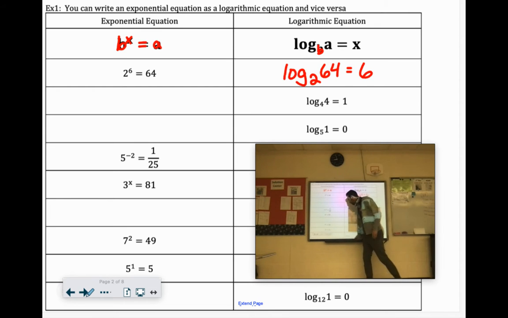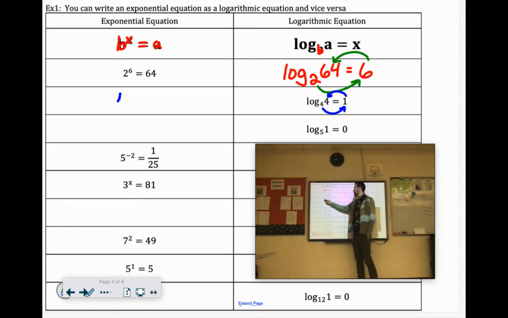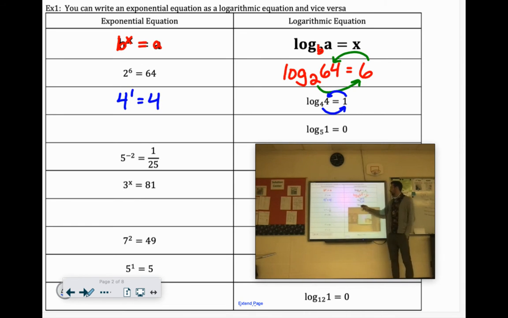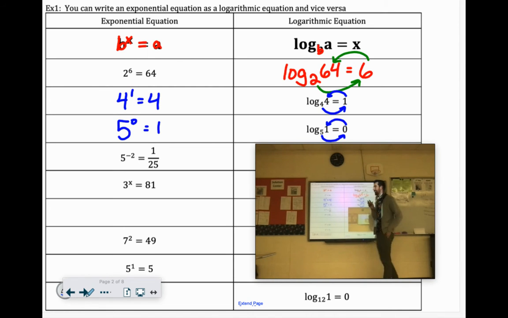So here's the way I remember it when I'm writing it from logarithmic form to exponential form. It's like a swooping arrow, so it's like 2 to the 6th power equals 64. If I was doing that on this log base 4 of 4 equals 1, I would say 4 to the first power equals 4. So let's try that again on this. 5 to the 0 power equals 1, which seems weird, but anything to the 0 power equals 1.